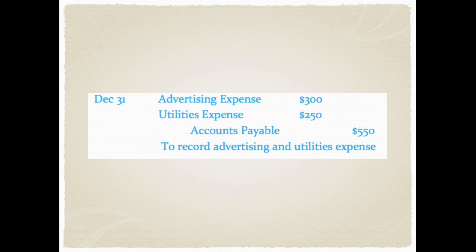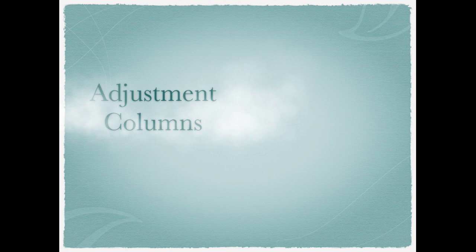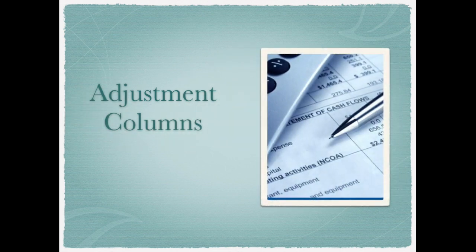So let's say you used an advertising service and you bought some utilities on Boxing Day. Since they are expense accounts, you would debit the amounts 300 and 250, and then for accounts payable you would just add both of those amounts up and credit it since you owe someone. All right, so we're almost done, don't worry.